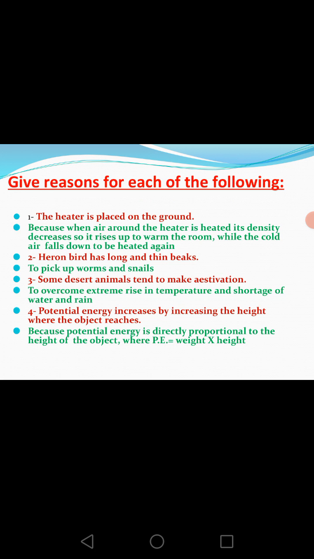We know that estivation happens in summer. So some animals like jerboa, like desert snail, to overcome extreme rise in temperature and shortage of water and rain, they make estivation. Potential energy increases by increasing the height where the object reaches. Why? Because potential energy equals weight times height, so it's directly proportional to the height of an object.